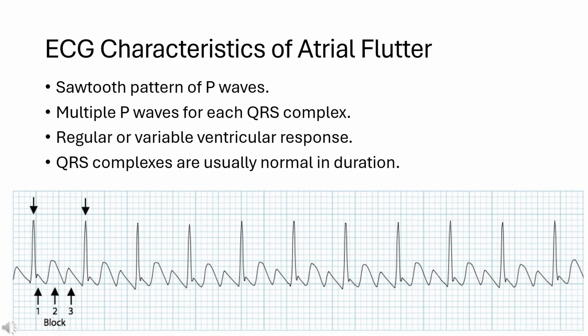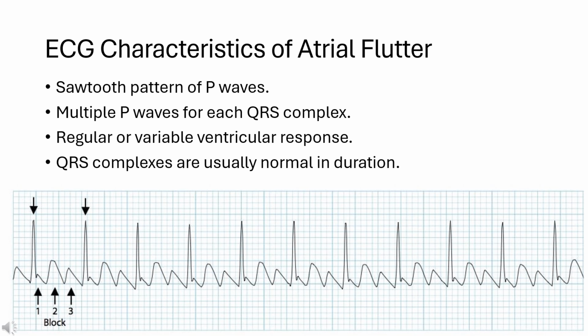The ventricular response in atrial flutter can be regular or irregular. When the conduction ratio is constant, for example, 2-to-1 or 3-to-1, the ventricular response is regular. However, if the AV node's conduction ratio varies, the ventricular response becomes irregular. This variability can influence how the patient presents clinically, with symptoms ranging from mild palpitations to more severe hemodynamic instability.